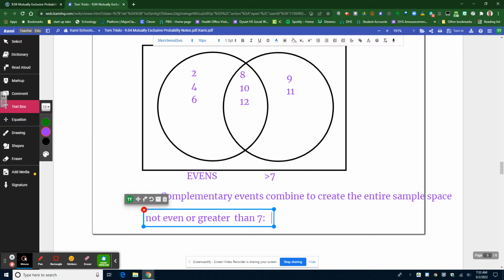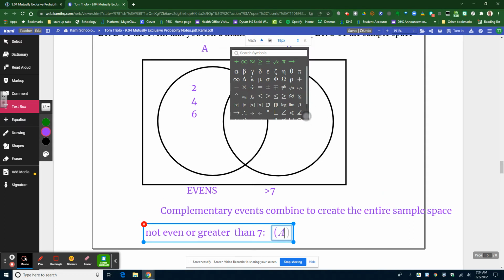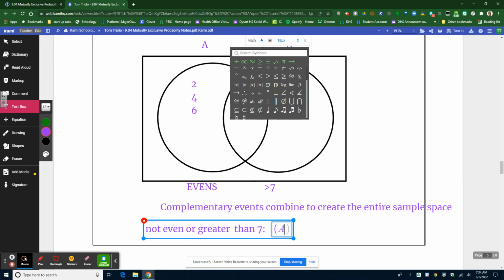Actually, let's use our equation editor. So make a parenthesis, capital A, then the U. Remember, in the equation editor, you're going to need the little pi symbol up here. And if you go all the way to the bottom, you start seeing musical notes. Whoopsies. We don't want the musical note. We want U for union.